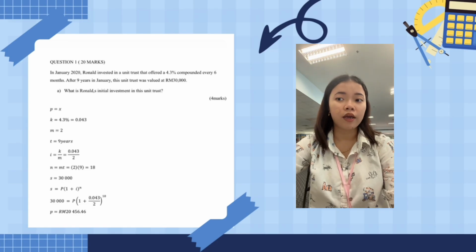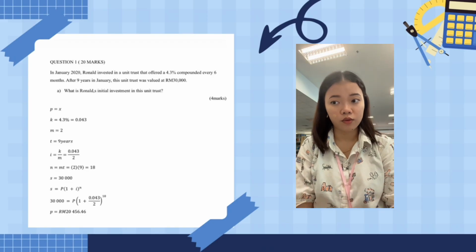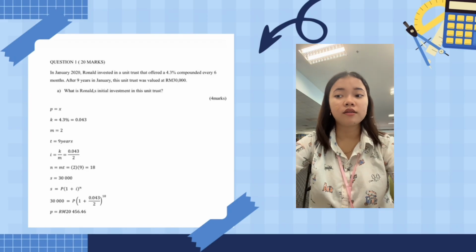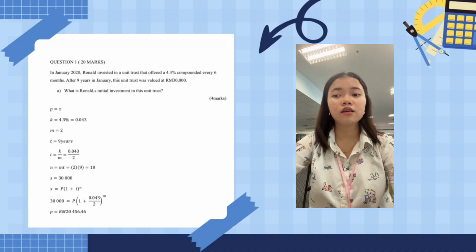Task 1 is to talk about how compound interest works. Today we will look at how Ronald's investment grew over time using compound interest. In January 2022, Ronald invested in a unit trust. The interest rate is 4.3% per year, compounded every 6 months, and after 9 years, the investment grew to 30,000 ringgit.